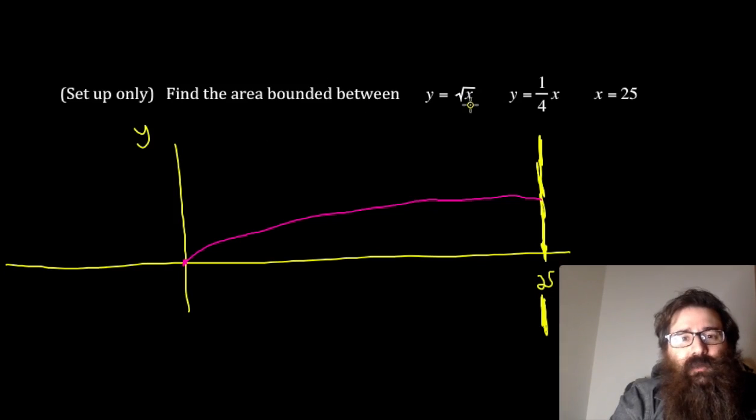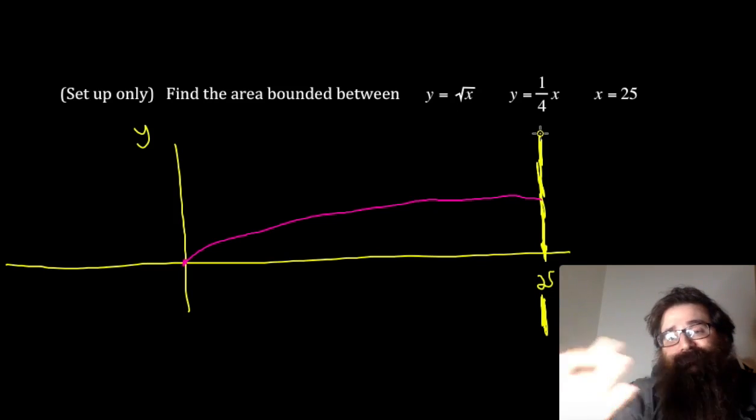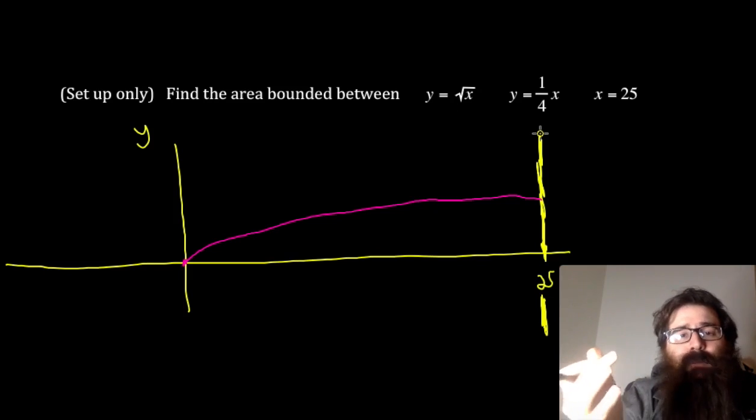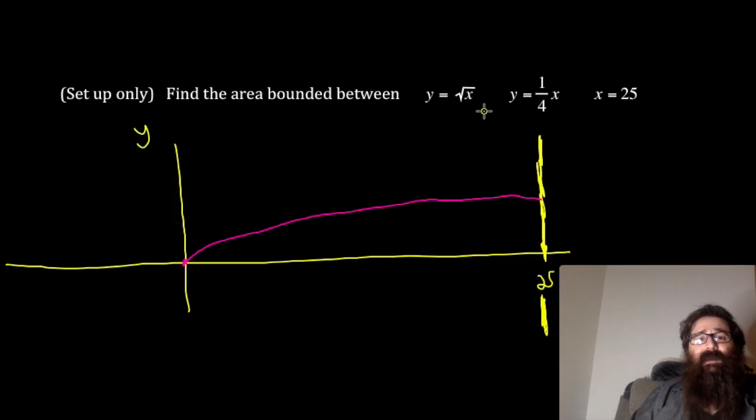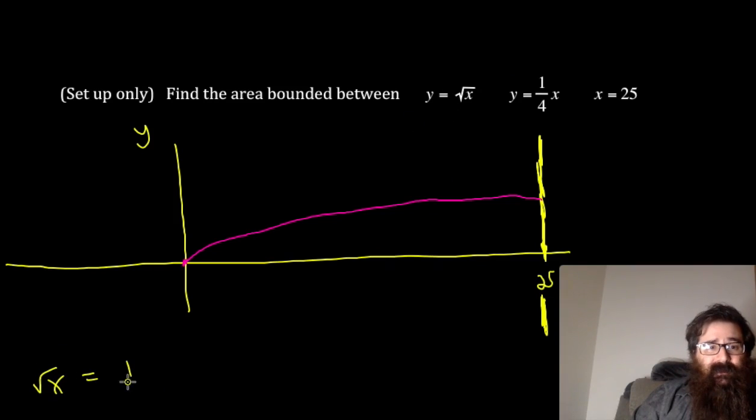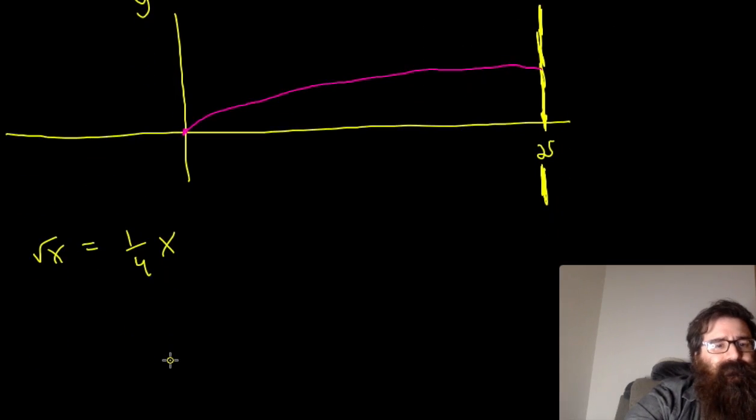So a good question would be, what's going on with these two curves? X equals 25, there's not a lot we can say about it. It's a vertical line out 25 units. End of story. But what about these other two curves? Do they intersect? If they do, where do they intersect? Let's figure that out. So I'm going to focus on square root of x and 1/4 x, and I'm going to set them equal. I'm going to try to find if they have a point of intersection.